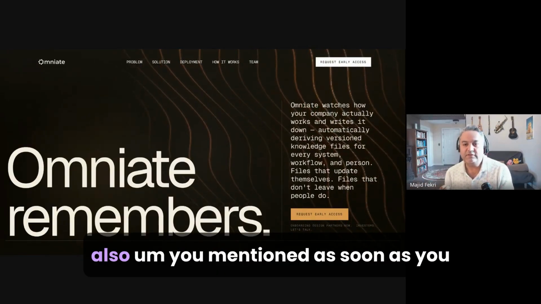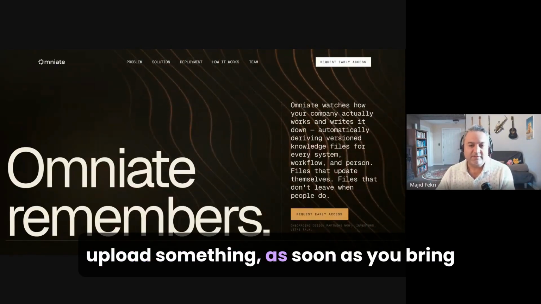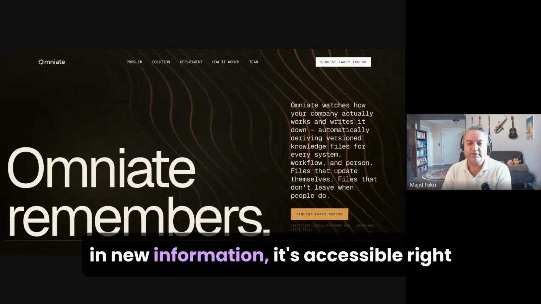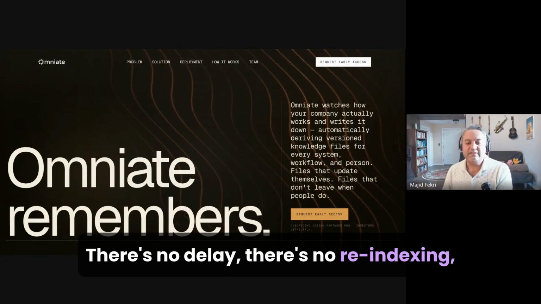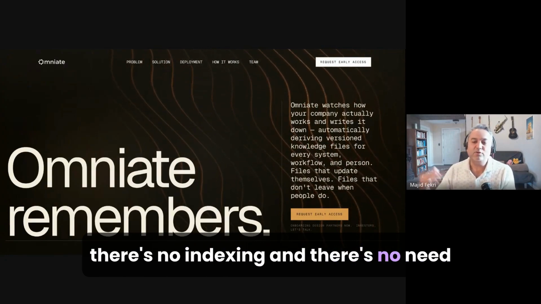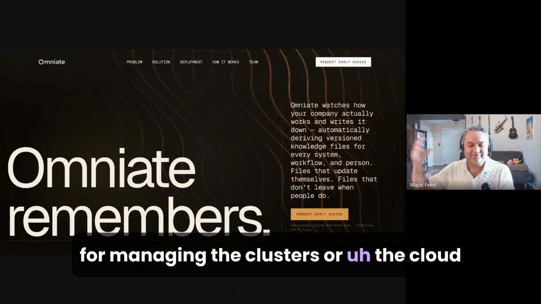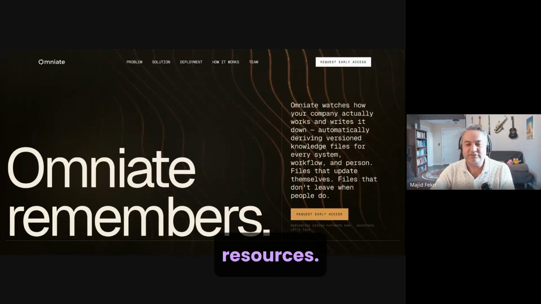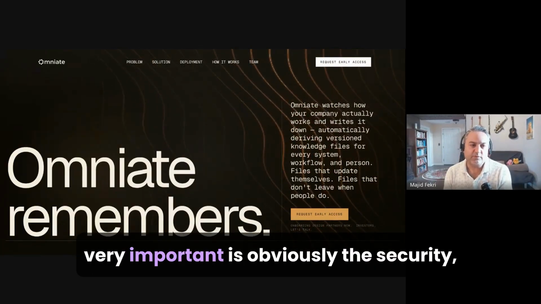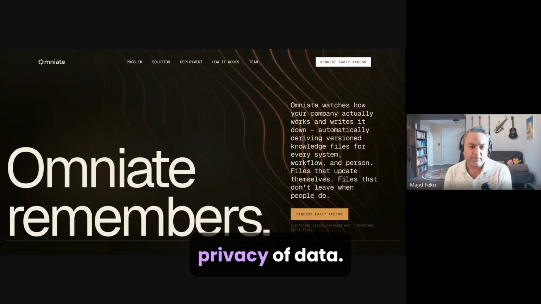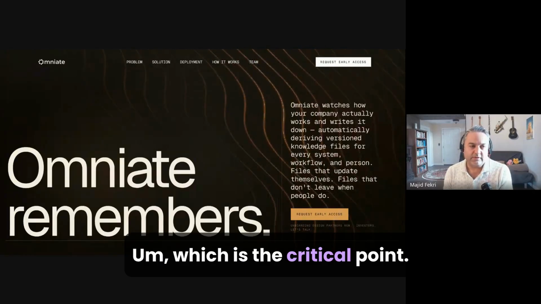And the third thing that makes it different is, as you mentioned, as soon as you upload something, as soon as you bring in new information, it's accessible right away. There's no delay, no re-indexing, and no need for managing the clusters or the cloud resources. And I would say the last one, which is very important, is obviously the security and privacy of data, which is the critical point.